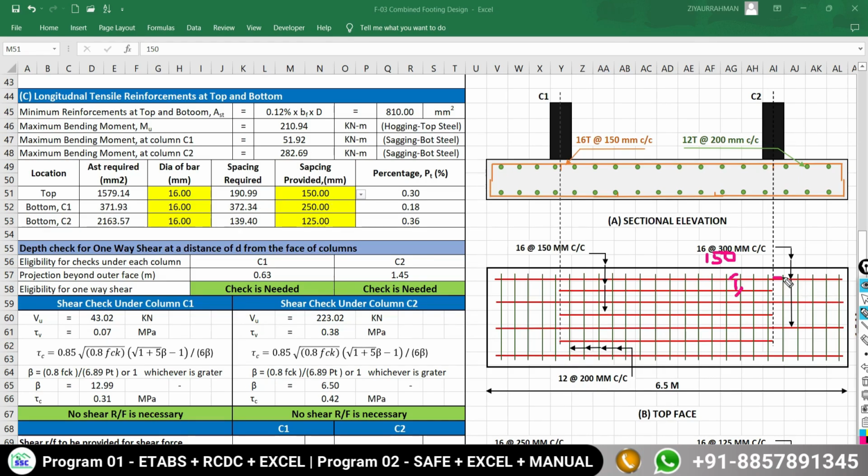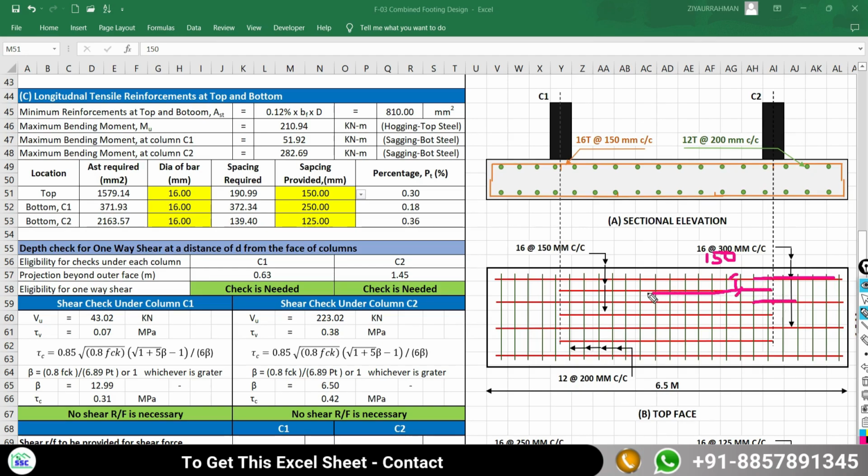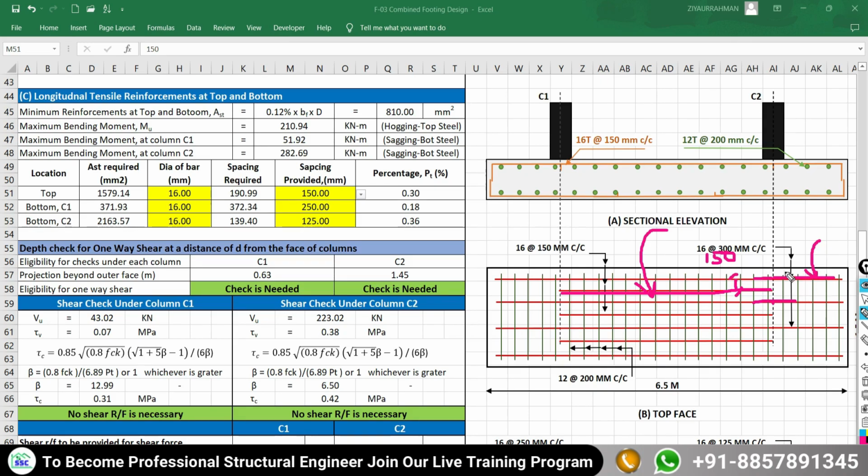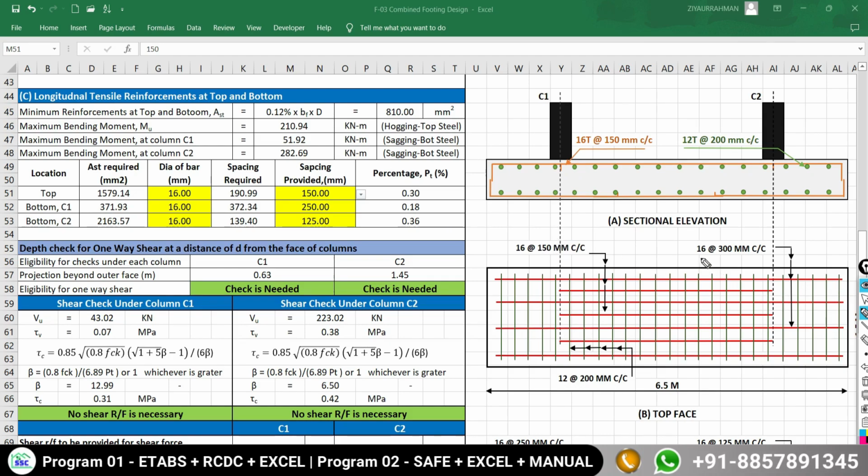Now for this projected portion, I am going to continue only these two bars, and these bars as an extra I will curtail. So for the middle portion, reinforcement will be more, and for this projected part at the top face, reinforcement will be less. Here the spacing is going to become 300, that is twice of this 150. Here 16 mm diameter of bar at a spacing of 150 mm center to center, and for this projected part 16 mm diameter of bar at a spacing of 300 mm center to center. So this is about the top face longitudinal or main reinforcement along the span of the footing.